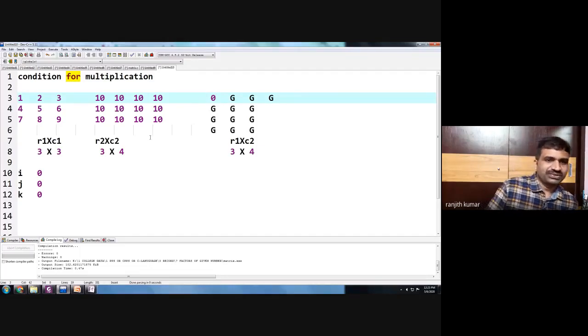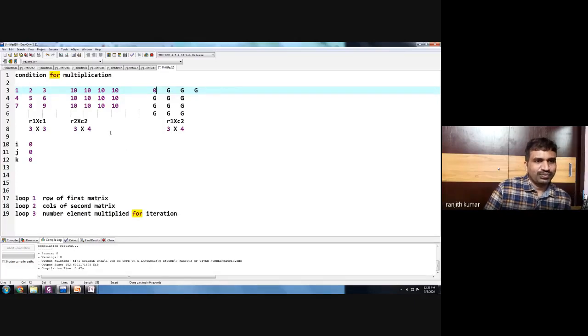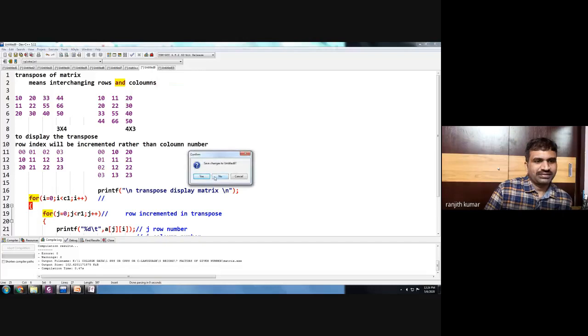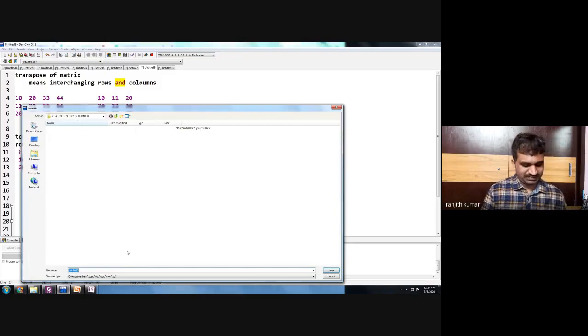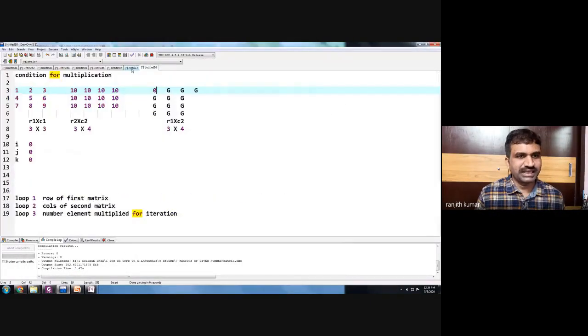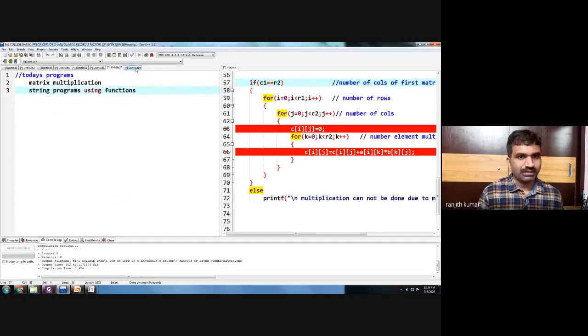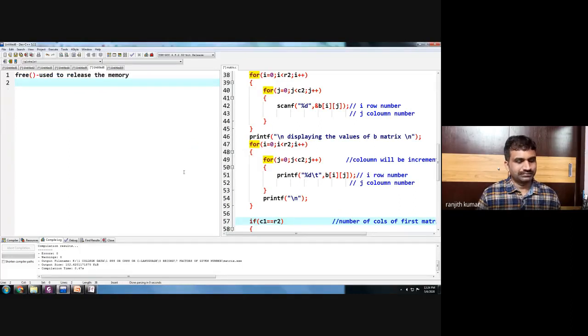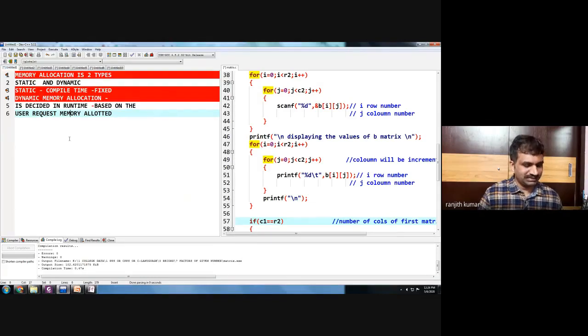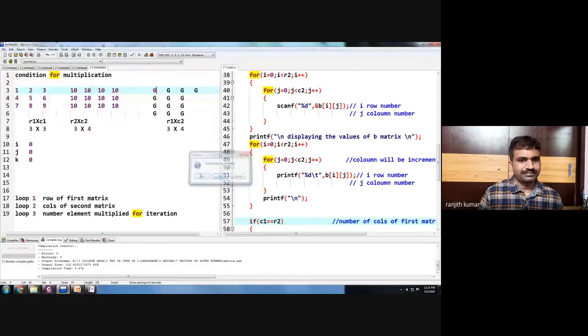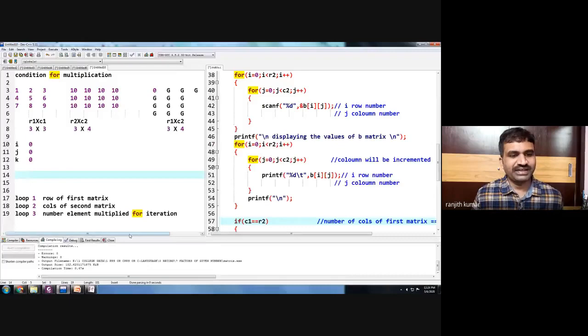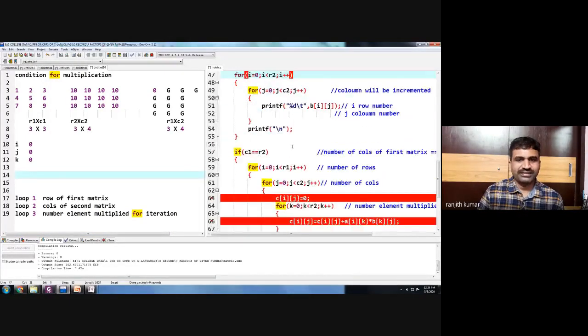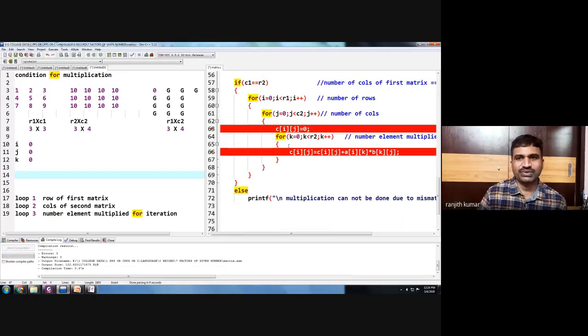Are we clear? So let us scan. Okay, now let us scan both of them. So I am showing both the matrices. Let me close all these. Now this is what we have scanned. So please observe what is happening. On the right hand side we have a matrix multiplication code, and on the left hand side we are doing the scan.